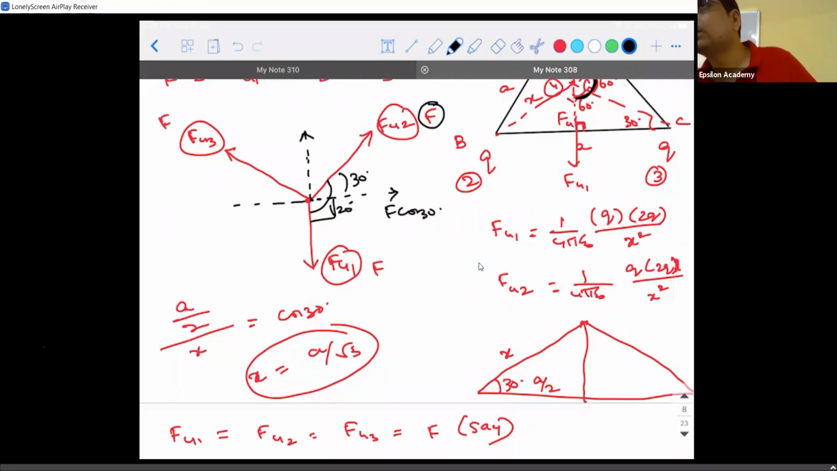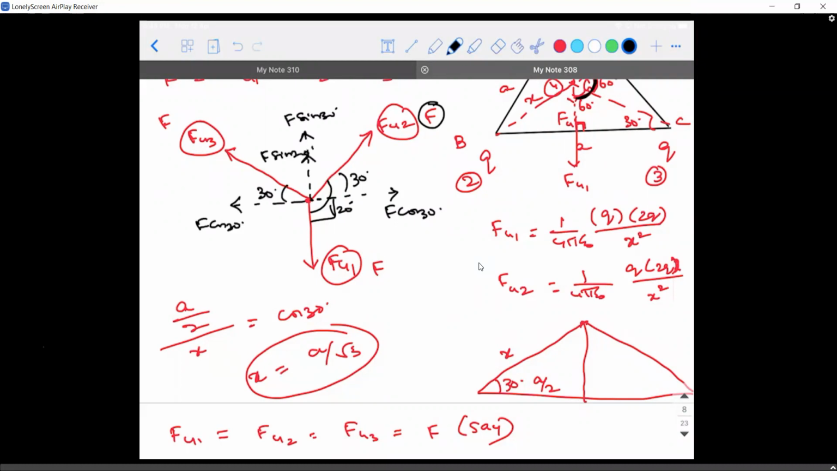And here, very good. Here also it is going to be 30 degrees. So it can be resolved into two components. What are they? F cos 30 degrees and F sin 30 degrees.